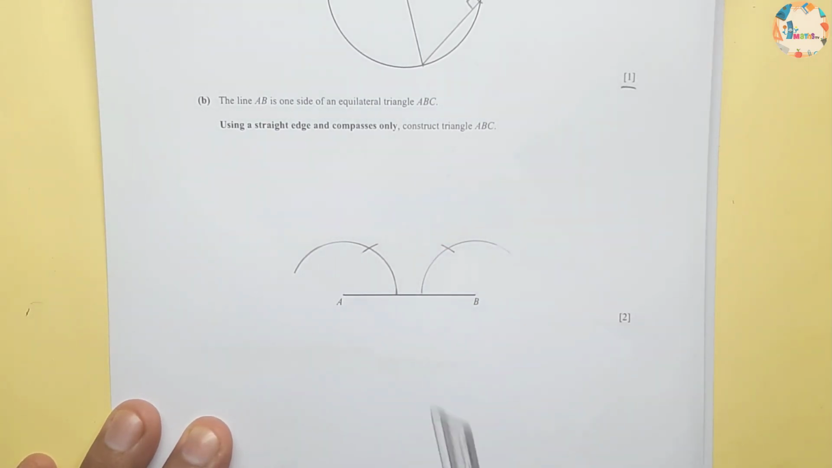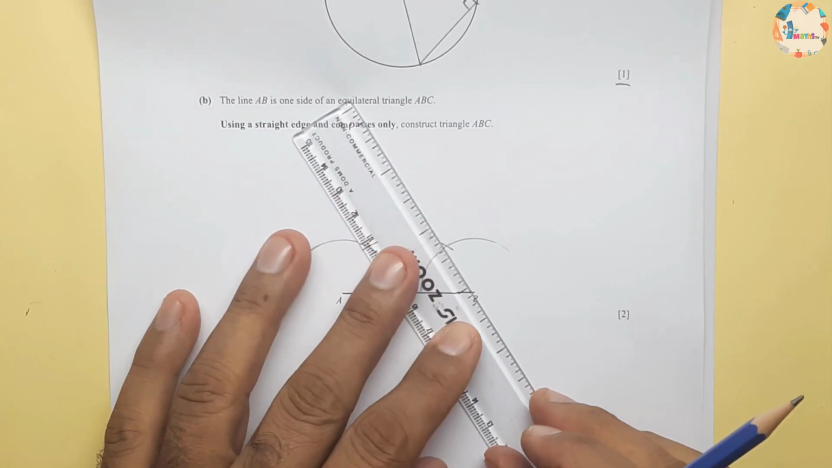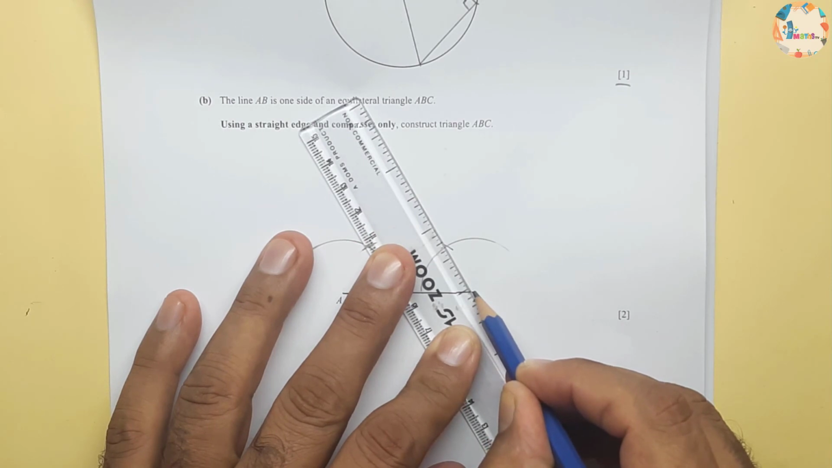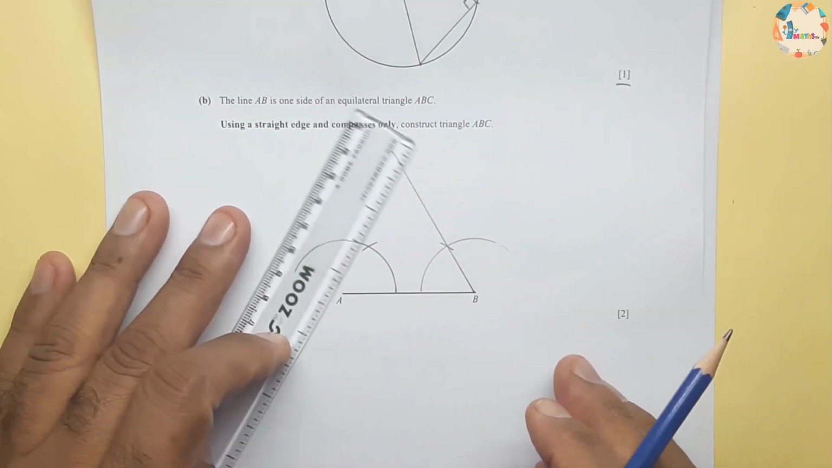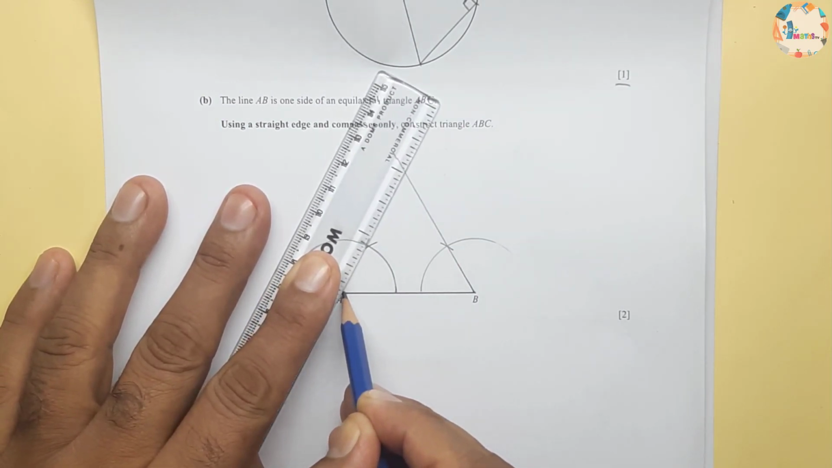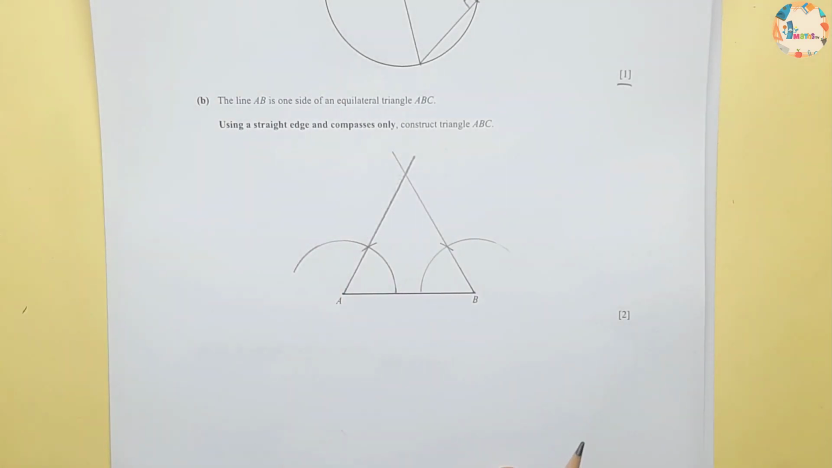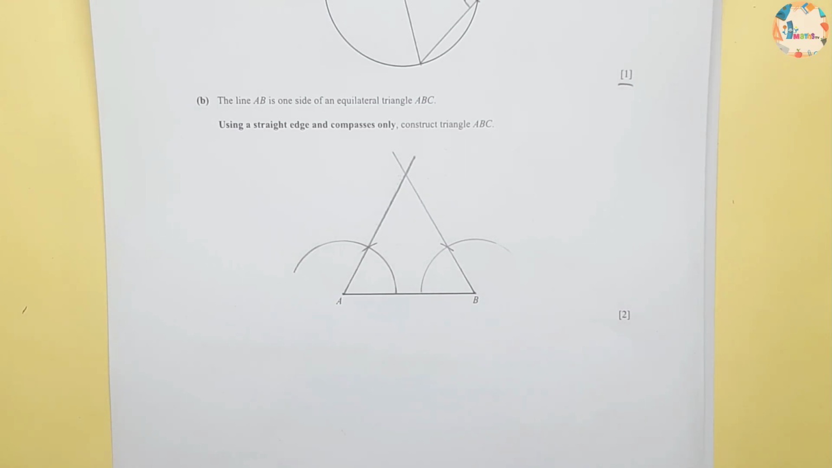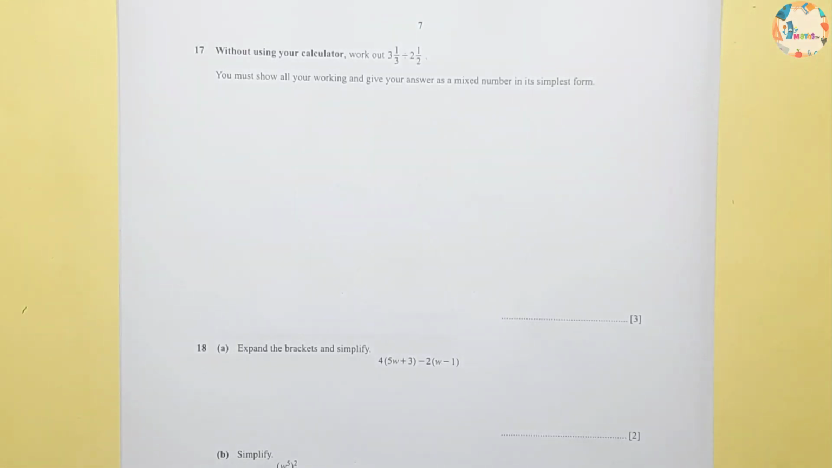We'll have to draw lines passing through these points. These will be 60 degree angles. So we can draw like this, and on this side also we can cross like this. So this will have 60 degree angles. So this is an equilateral triangle. This question is done.